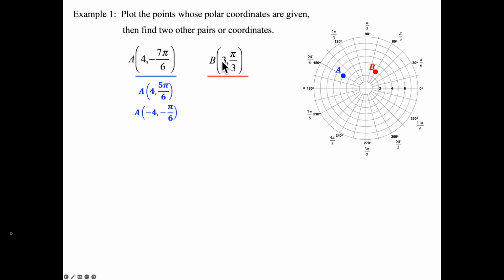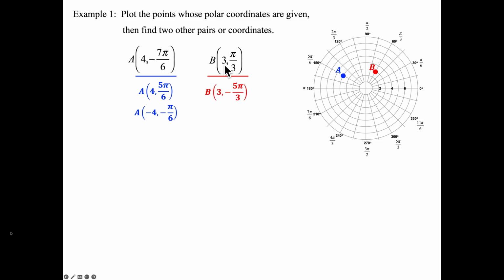So again, we could take and add 2 pi to this, or we could subtract 2 pi. If I subtracted 2 pi, I'll be at negative 5 pi over 3. So pi over 3, 2 pi would be 6 pi over 3. Pi over 3 minus 6 pi over 3, negative 5 pi over 3.